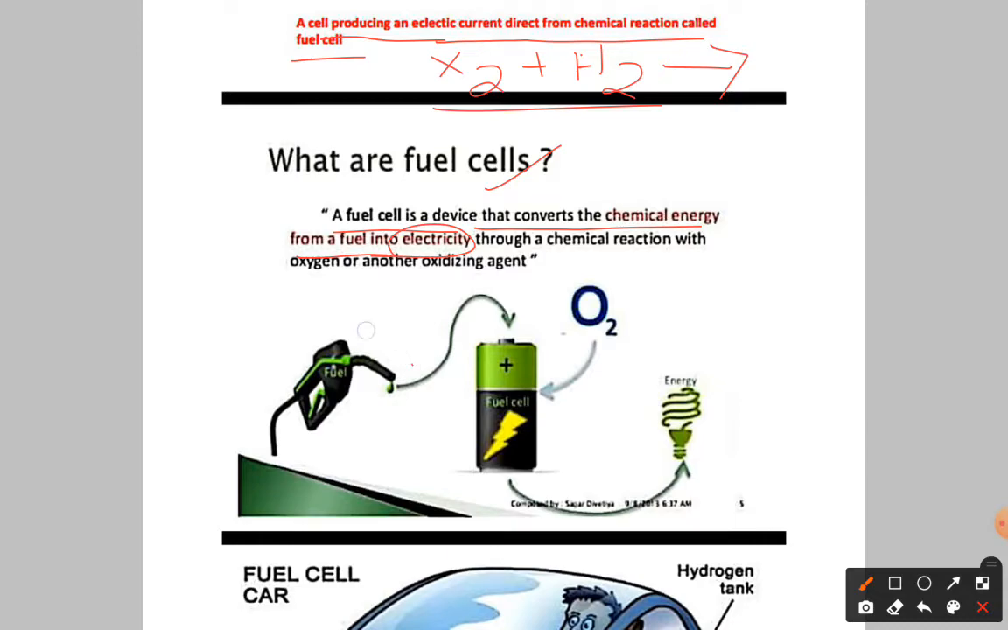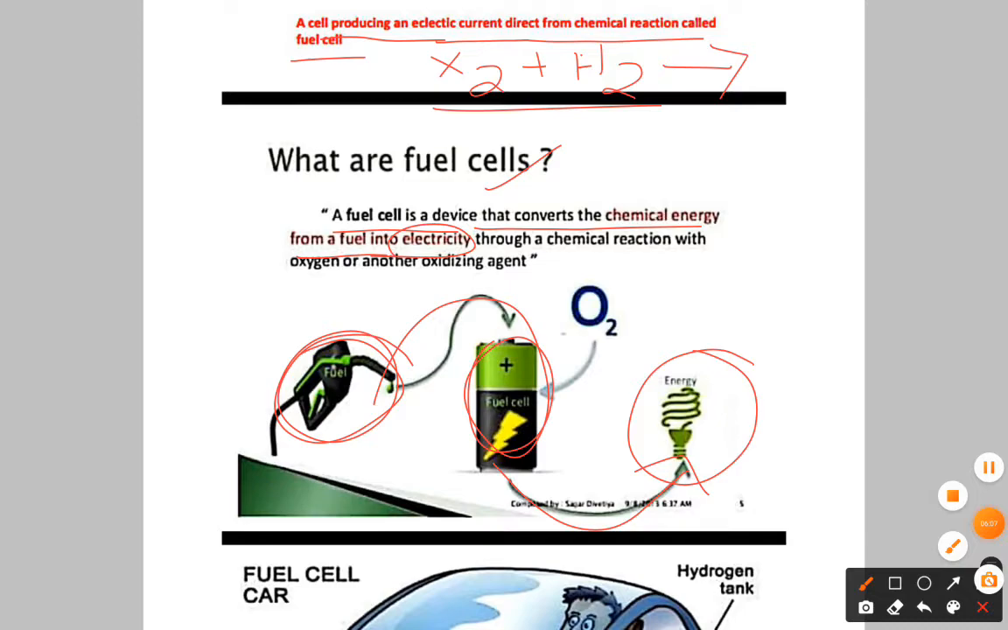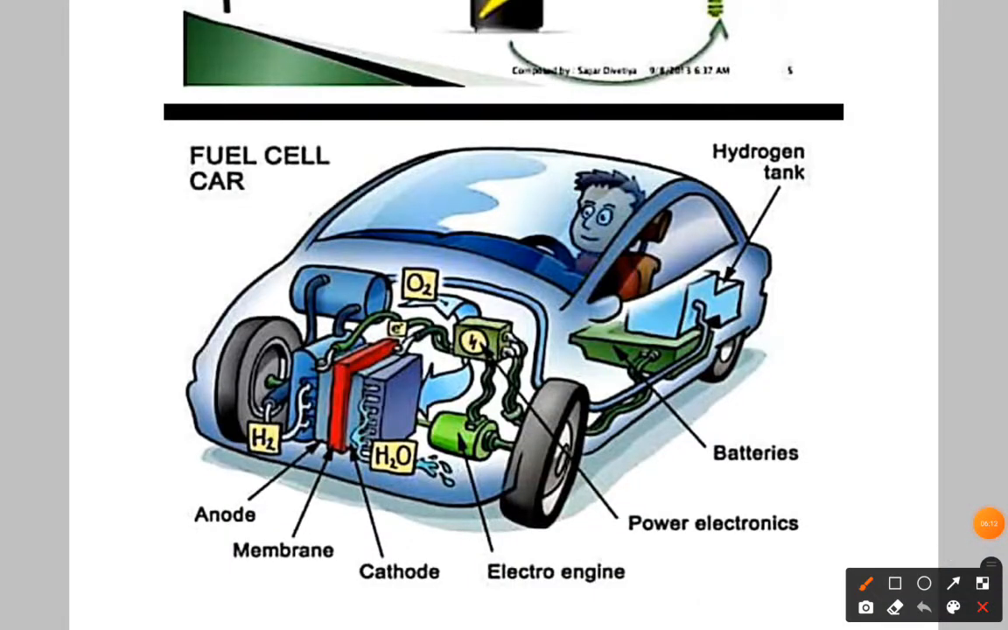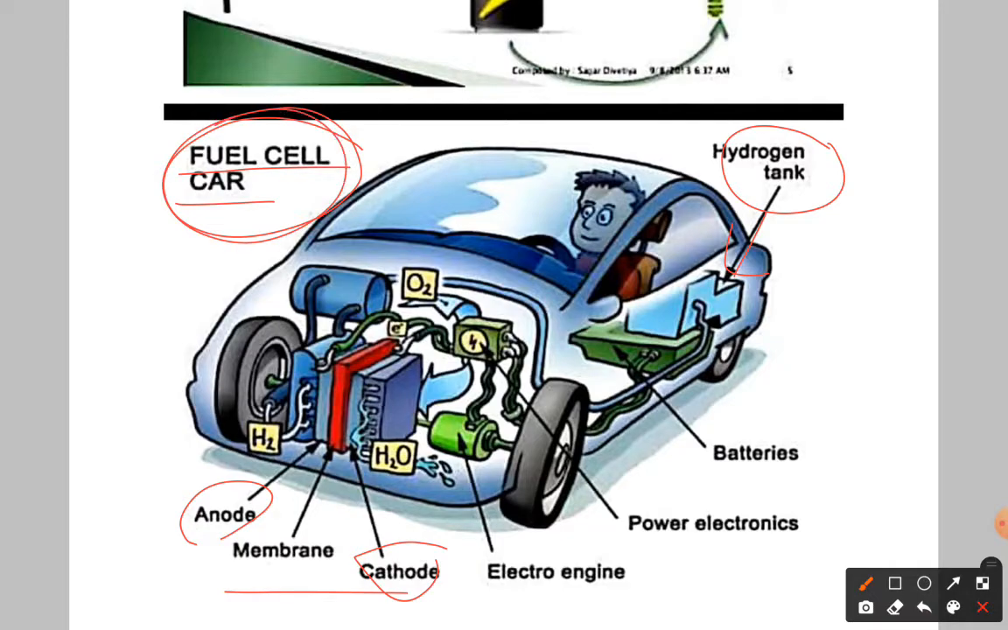Here you can see we have fuel. Here are the chemicals, and they produce some electrical energy; that is called a fuel cell. Now here you can see the examples. Nowadays we are preferring fuel cell cars. Here a fuel cell car has a hydrogen tank. As you know very well, we have the anode and cathode, some reaction is going on, and that produces some energy. That type of car is called a fuel cell car, and we are using hydrogen.